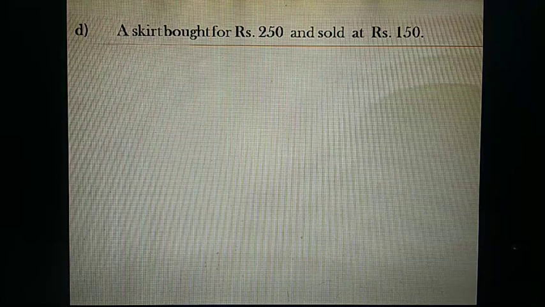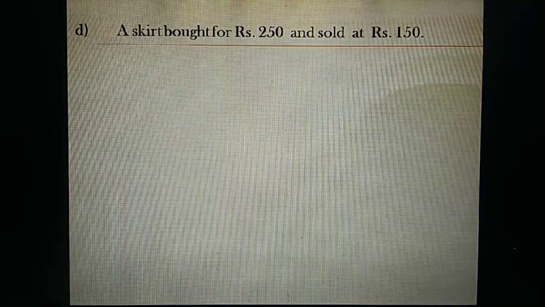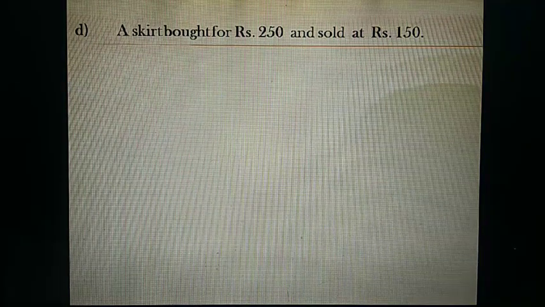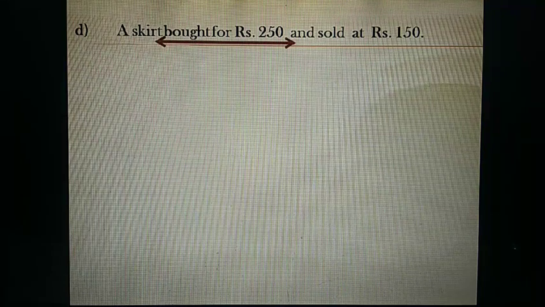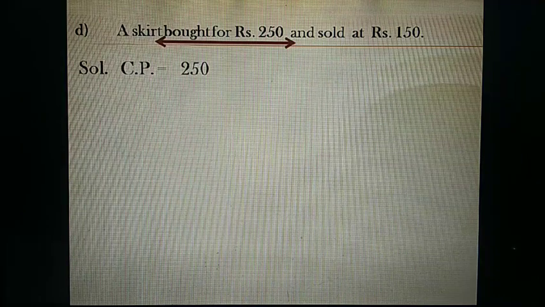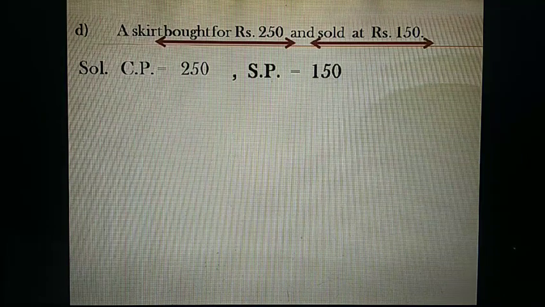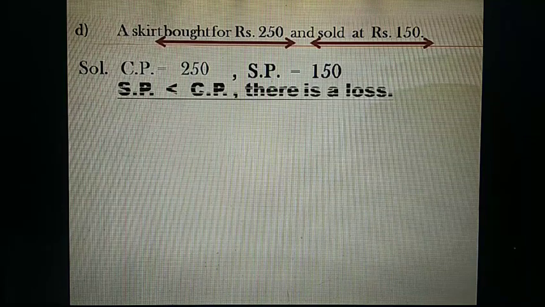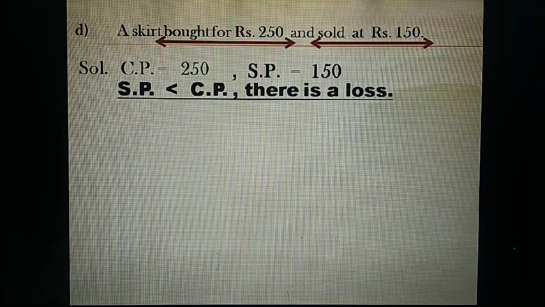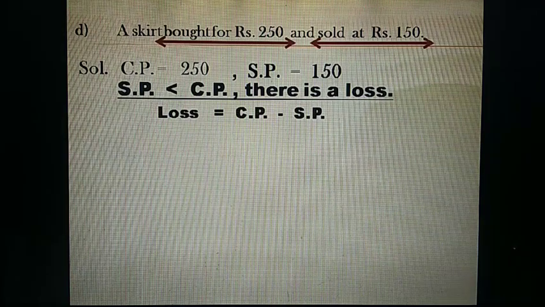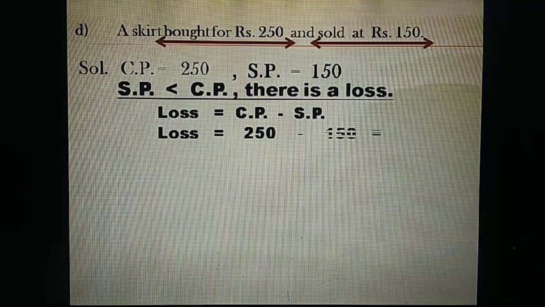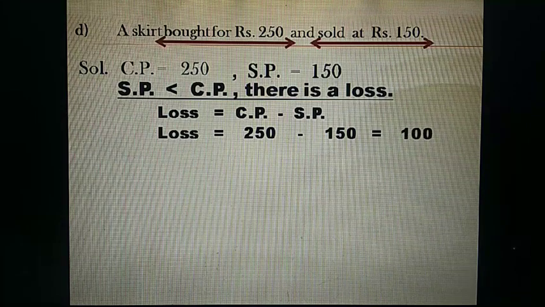Next, a shirt bought for Rs 250 and sold at Rs 150. Bought means cost price. Sold means selling price. Here, the cost price is greater than the selling price. So there is a loss, which means CP minus SP. Putting the values here, 250 minus 150 gives you the answer as 100.